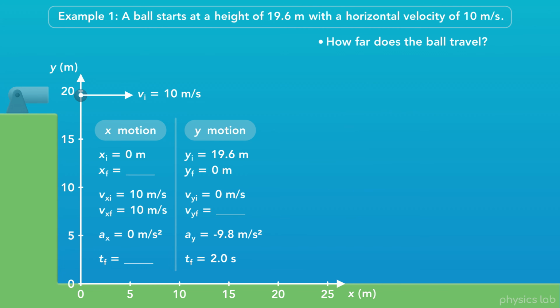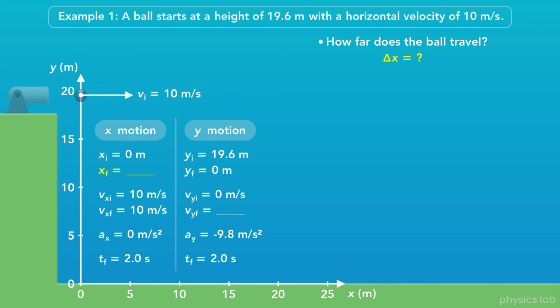Next, how far does the ball travel? This is asking for the displacement of the ball in the x direction, which is the range of the projectile motion. How do we find that? We know the ball is moving to the right at a constant velocity, and now we know how long the ball is in the air, 2 seconds. That time applies to the y motion and the x motion.